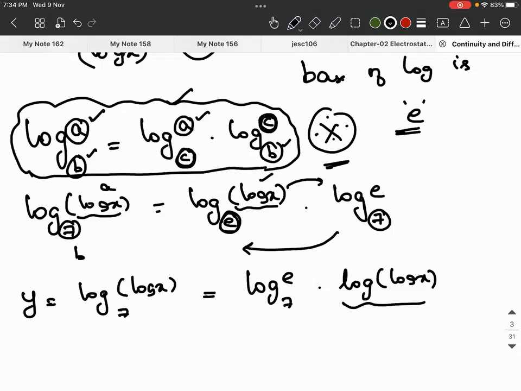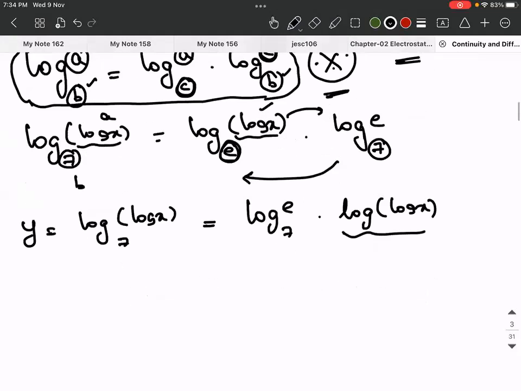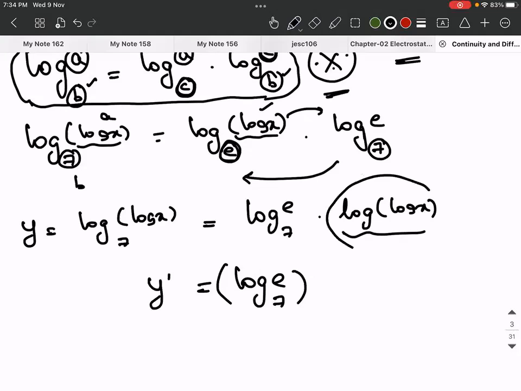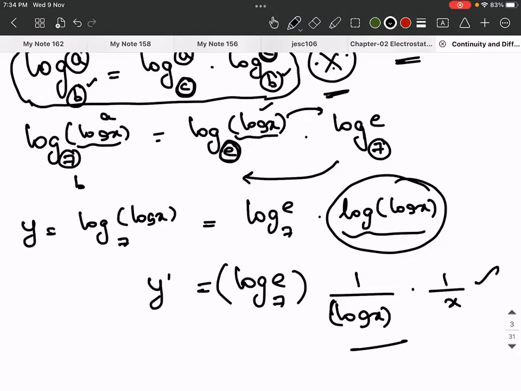Now I need not write what is the base, because if I simply write log in mathematics, it is understood the base is e. Now tell me what should be the answer. Log e base 7 is a constant. So what is the derivative of log x? 1 by log x into derivative of log x, which is 1 by x. This is the right answer. So what was missing in the previous one? This part was missing. Am I clear with this?